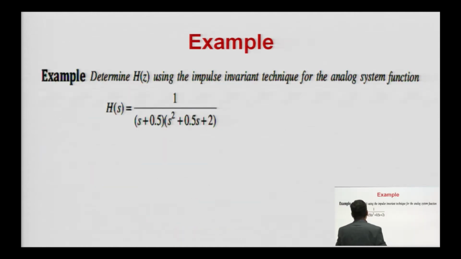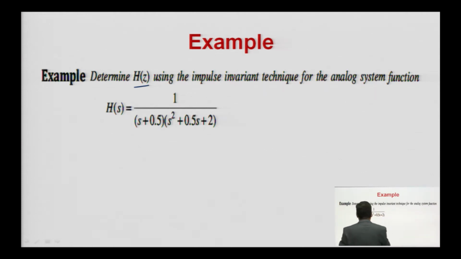So, if we take this example, I remember I told this example in my last video lecture also, and again I tell this example here in detail. Determine the H(z) by using the impulse invariant technique for the analog system function. So, H(s) is given to you.